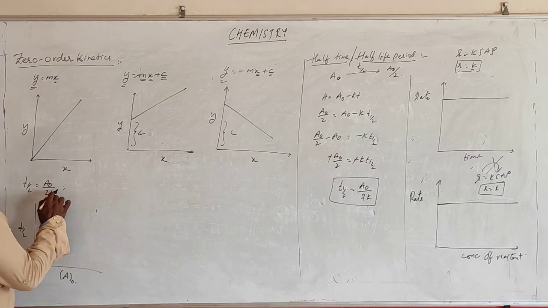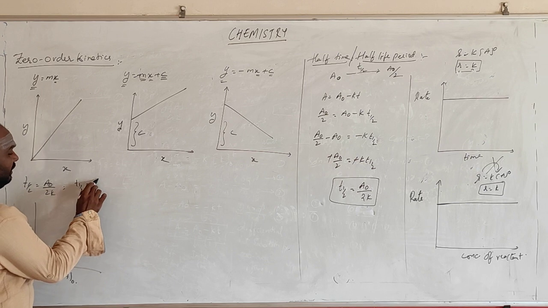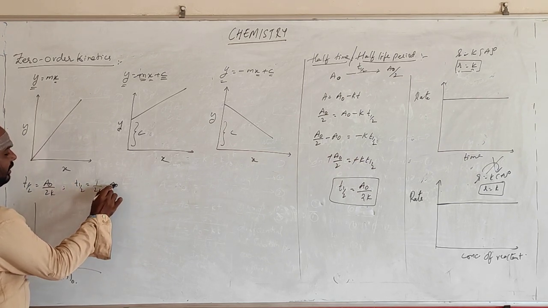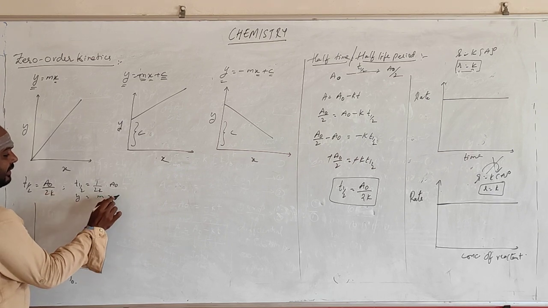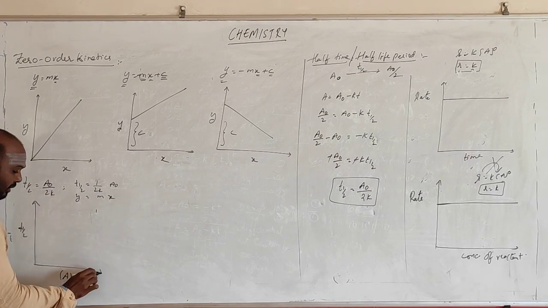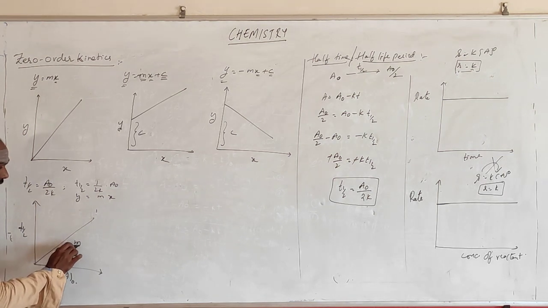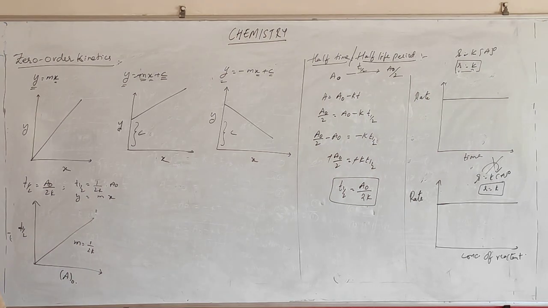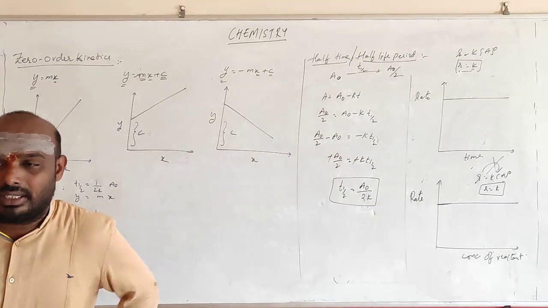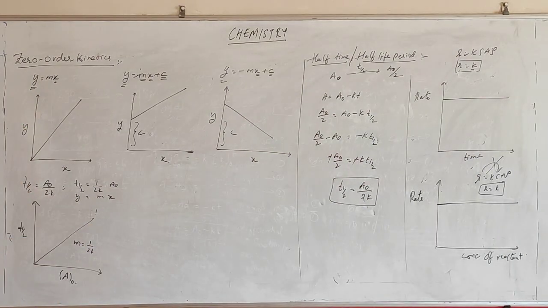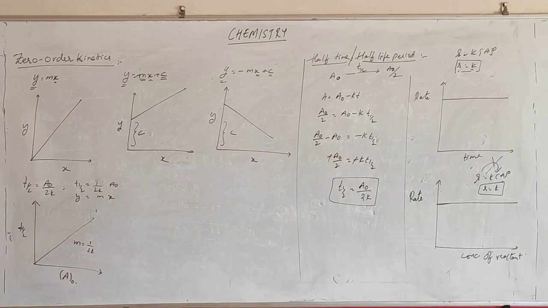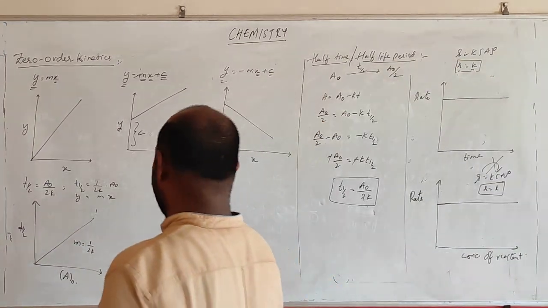So how can I write this? T half is equal to 1 by 2K into A naught. So y is like mx. How should the graph be? It should be passing through the origin, and the slope m is equal to 1 by 2K. This is the graph we can expect from zero order kinetics with respect to T half.